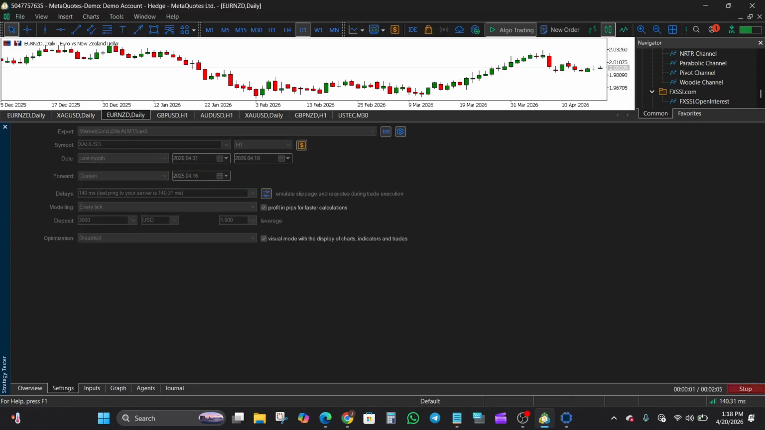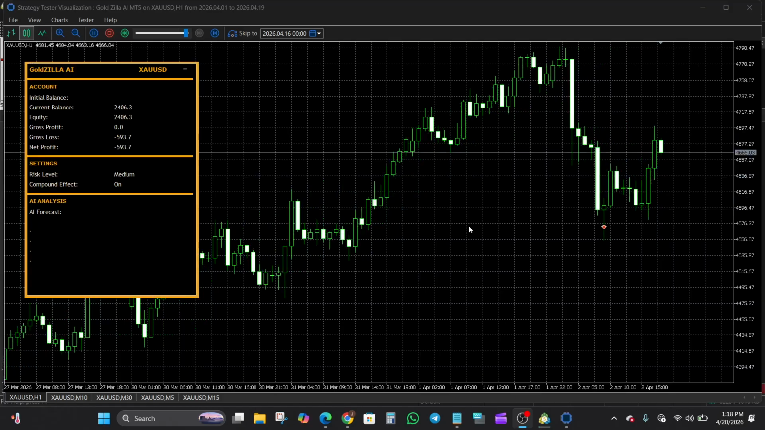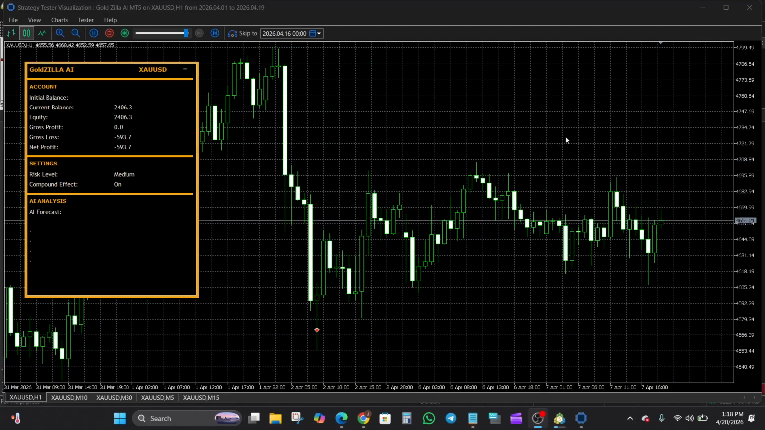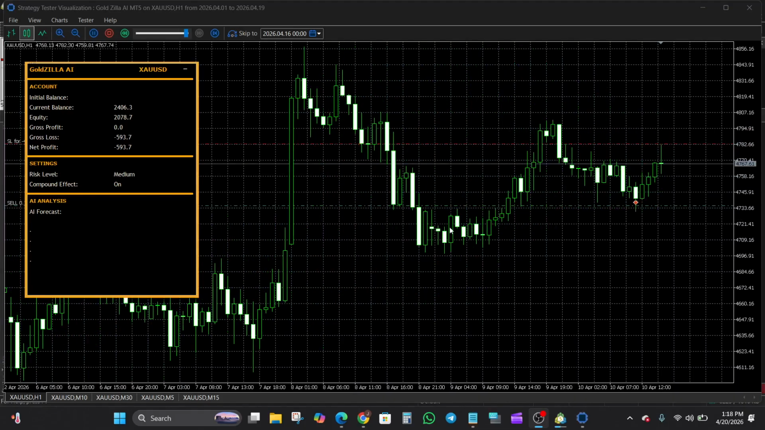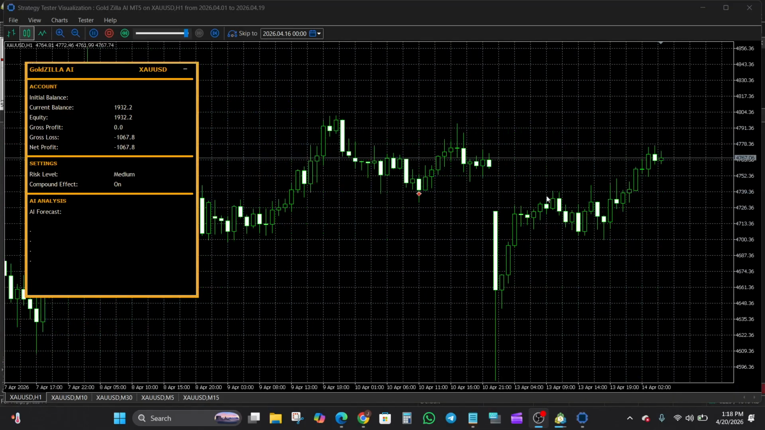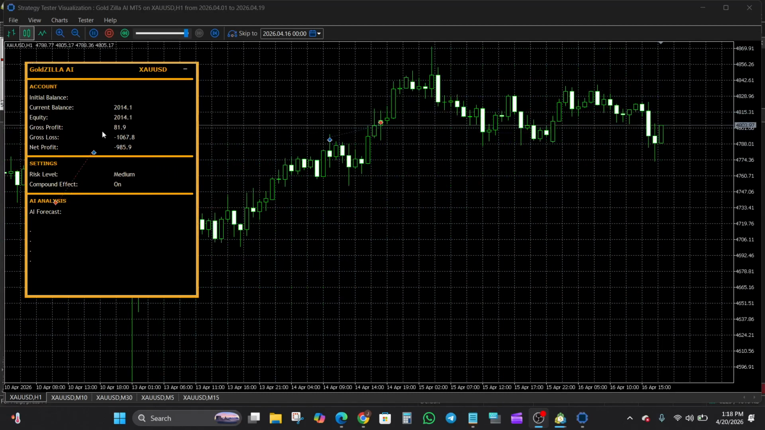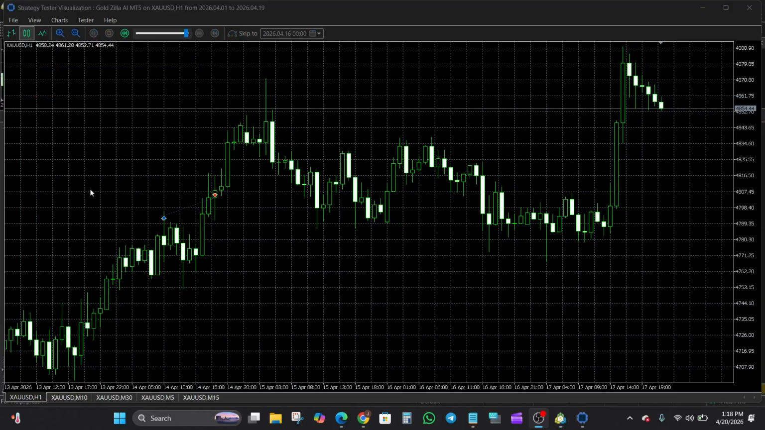Okay, so we already know that we are dealing with a multi-strategy system. Using the market regime technique, it identifies the particular strategy to use and executes the trades accordingly, with the help of the Grok LLM, also for the risk management. And of course, you see the trades are being executed accordingly, and you have this dashboard showing you your balance, equity, gross profits, gross loss, and all of that, right? Also your risk level and compound effect.